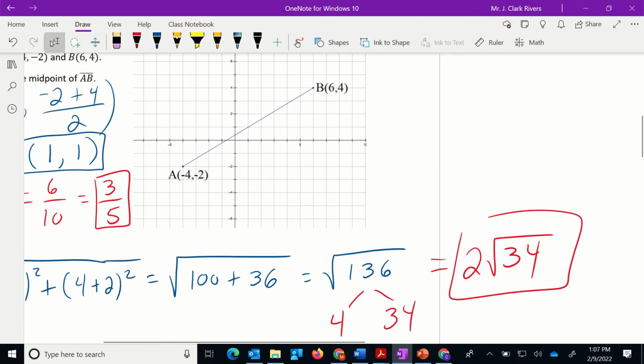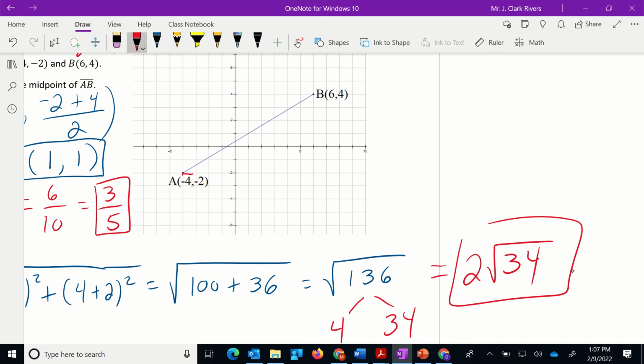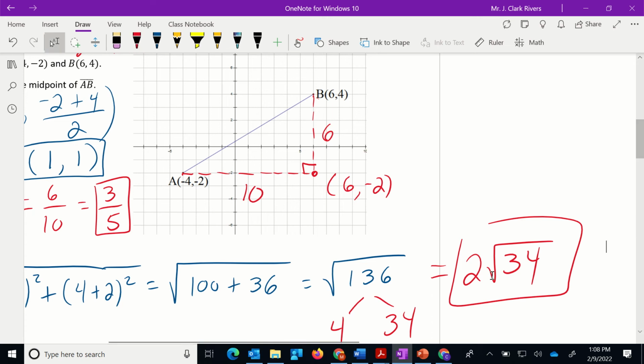Now, we just learned about the Pythagorean theorem, so an alternative method for this would be to form a right triangle. You don't have to do this, but it's good to know that it's a tool you can use. So we'll form a right triangle here with the horizontal change and the vertical change. So let's see here. This is going to be the point 6, -2. So to go from -4 to 6, perfectly horizontal, that's a length of 10. And then to go from -2 to 4, that's perfectly vertical. That'd be a length of 6. So you can see we have a right triangle that has legs of 6 and 10. You could use the Pythagorean theorem there if you wanted to find the length of AB. It'd be the same thing. Questions on that?